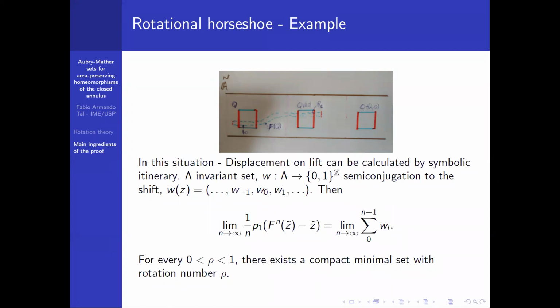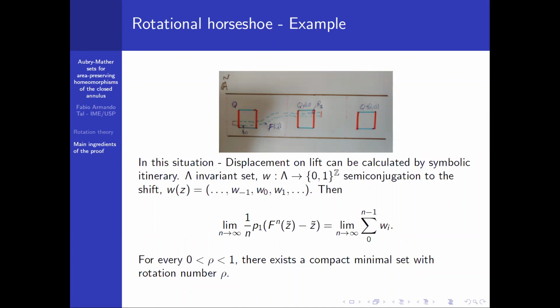And if you use that, you can show that in this situation, for this kind of rotational horseshoe, you can always find for any rho, for instance, the Sturmian sequences of zeros and ones, which have an average rho. And this gives you a minimal set in the shift, which has rotation speed rho. And when you take the lift of this minimal set, you're going to find an invariant set where everybody has rotation number rho. So this is a good way of constructing invariant sets with a given rotation number.